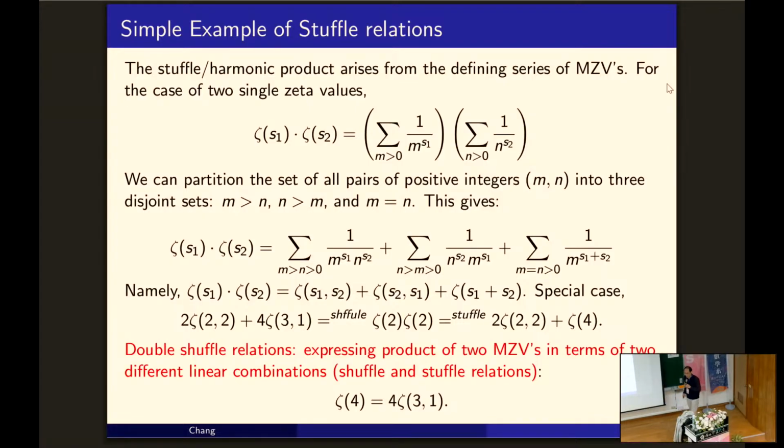Just there you have some feeling for how to express the product of two MZVs as a linear combination of MZVs. If we take s1 to be 2 and s2 to be 2, then from this Stuffle product we get zeta(2,2), zeta(2,2), and this is zeta(4). The product of zeta(2) and zeta(2), by this identity, is equal to 2 zeta(2,2) plus zeta(4). This identity is from the defining series.